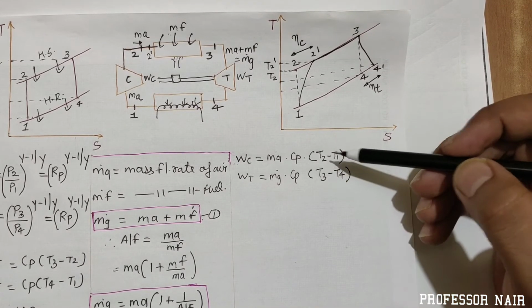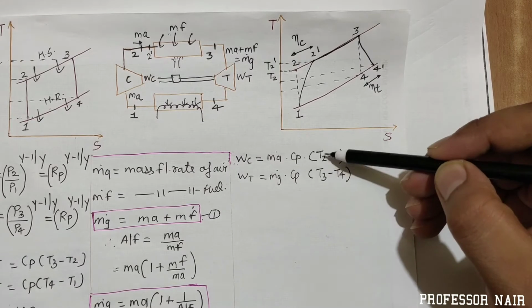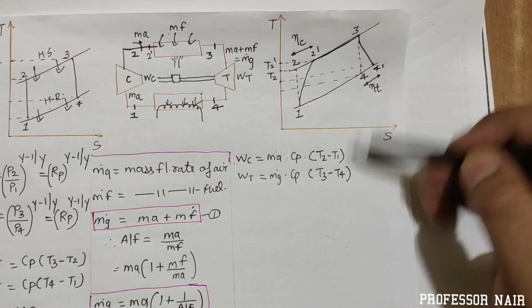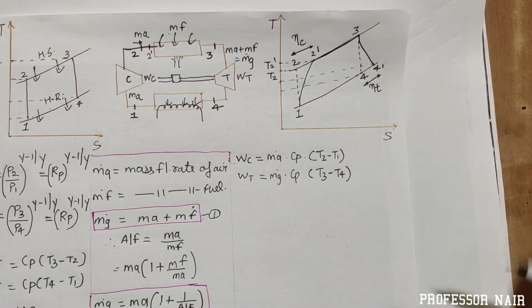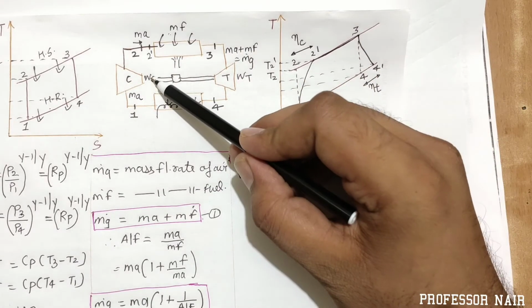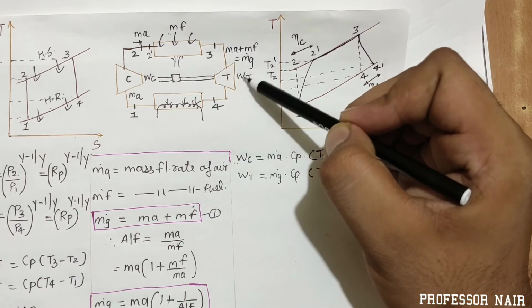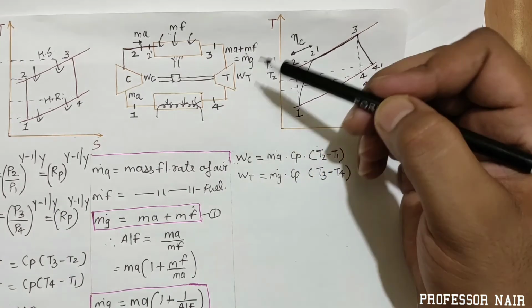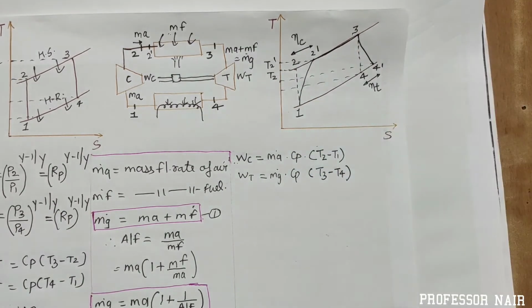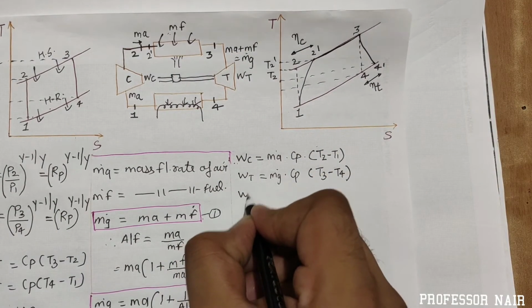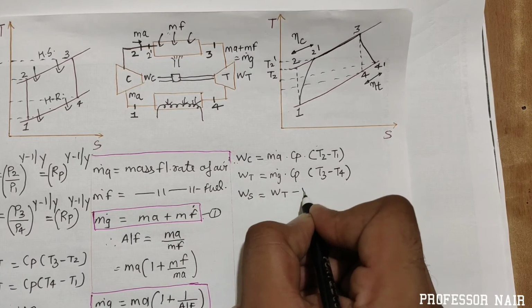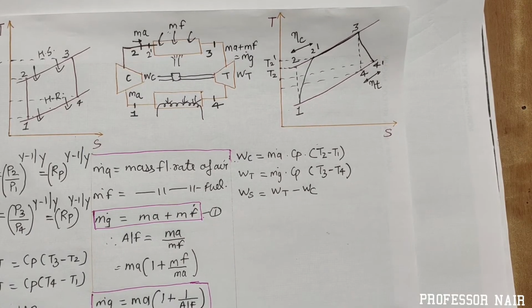So in the actual case, T2 will get replaced by T2 dash and T4 will get replaced by T4 dash, right? If I take the difference of work of turbine minus work of compressor, I will get the actual work, that is shaft work, called WS. The WS would be equal to WT minus WC.